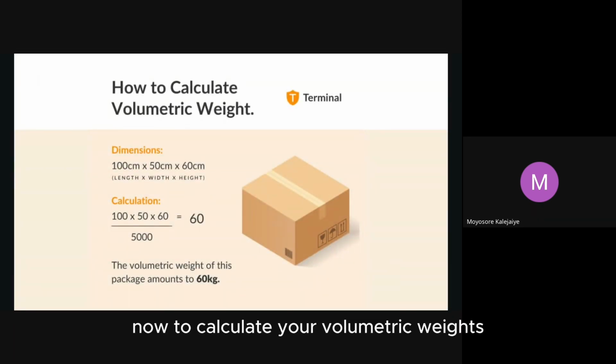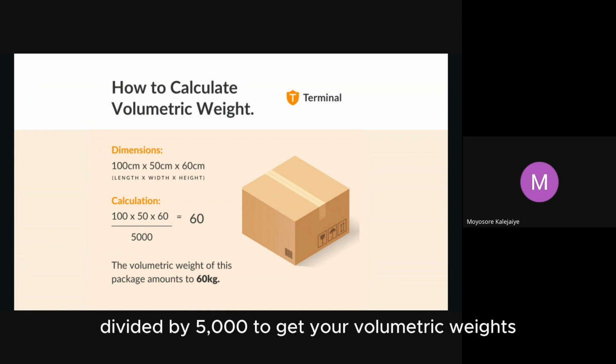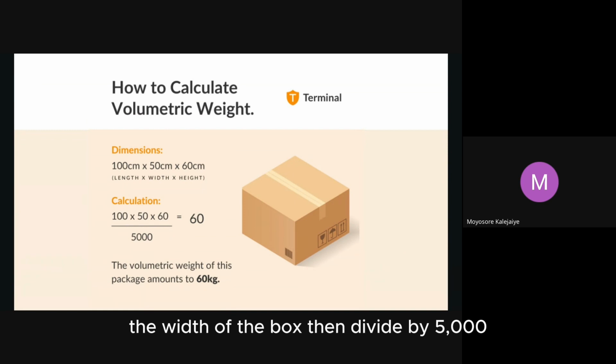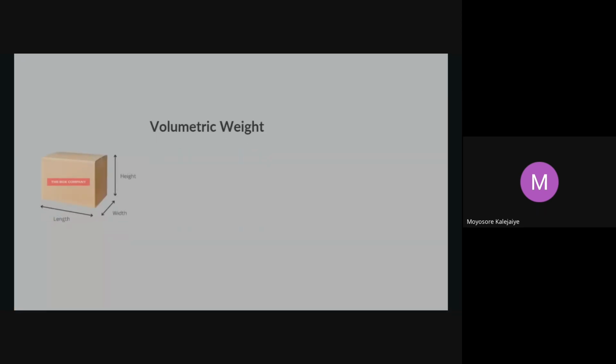Now, to calculate your volumetric weight, you would multiply the length, the width, and the height, divided by 5,000 to get your volumetric weight. On your tape roll, you use your centimeter side to measure the length, the height, the width of the box, then divide by 5,000. And that is how you get your volumetric weight.